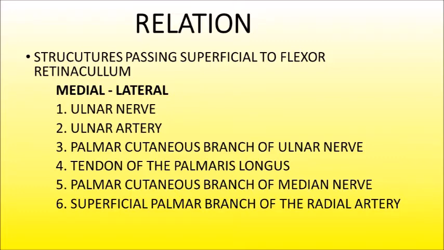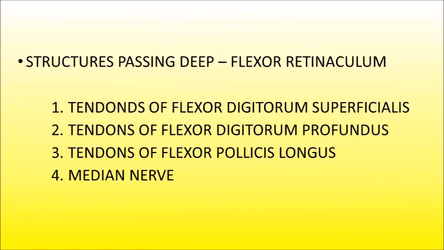Those are the ulnar nerve, ulnar artery, palmar cutaneous branch of the ulnar nerve, tendon of the palmaris longus, palmar cutaneous branch of the median nerve, and the superficial palmar branch of the radial artery. Now let us move on to the structures passing deep to the flexor retinaculum, that is, through the carpal tunnel. Those are the tendons of flexor digitorum superficialis, tendons of flexor digitorum profundus, tendons of flexor pollicis longus and the median nerve.